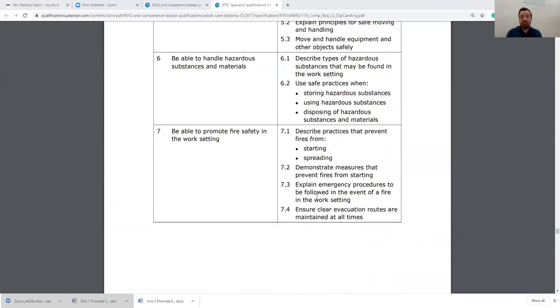Number 6 is about being able to handle hazardous substances. The COSHH controls the substances hazardous to health. Here, you need to describe different types of substances that may be found in a work setting.